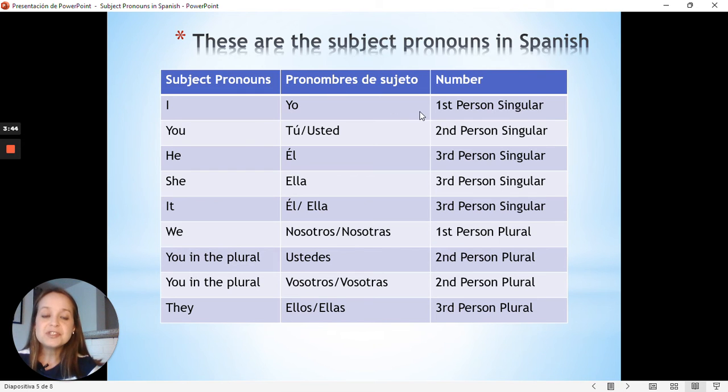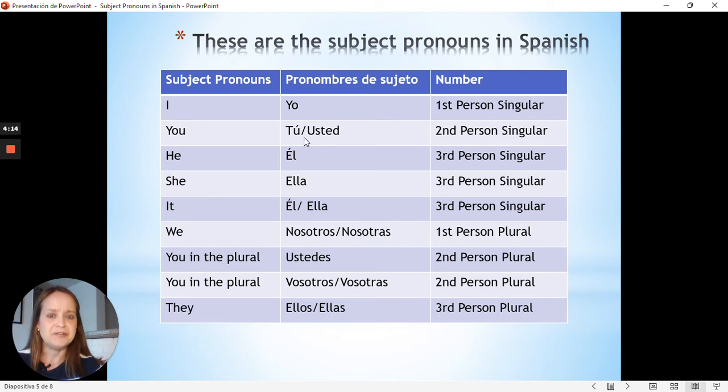Here we have the first person in the singular. It is going to be I in English and yo in Spanish. So it is the person who speaks. So when you say, I am a teacher, you are speaking in first person in the singular. Then we have you, second person in the singular. So it is you as a singular noun. Tú is going to be in Spanish, and also it is going to be usted.